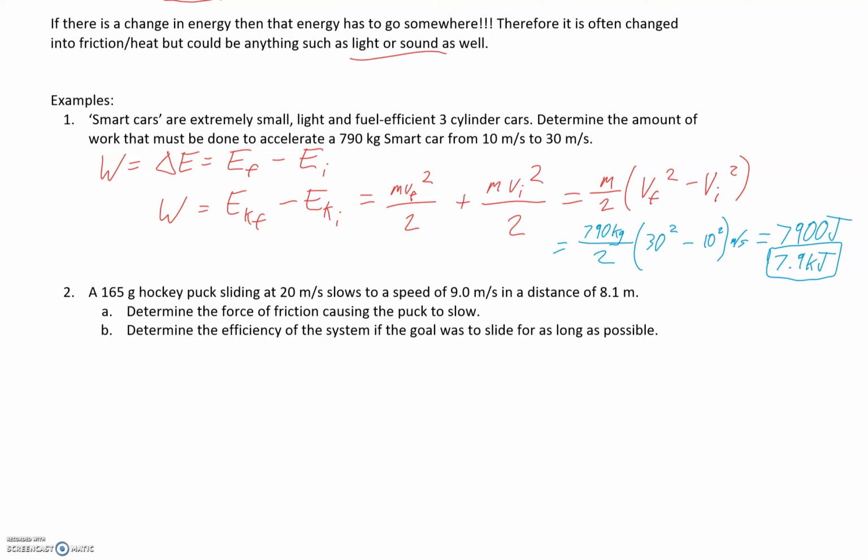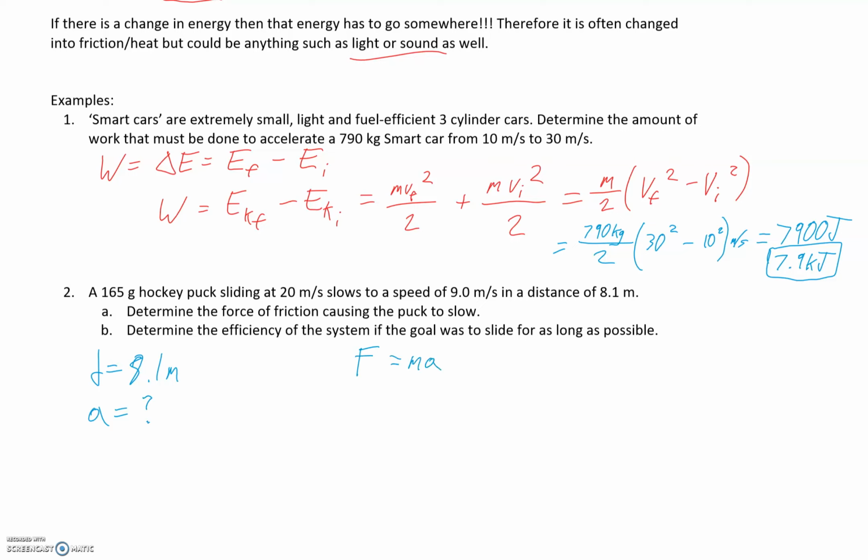Basically, if you think about the puck over the course of 8.1 meters, this is the distance. You could solve this a few different ways. We could find the acceleration, right? And we know force, so in this case force of friction equals mass times acceleration.